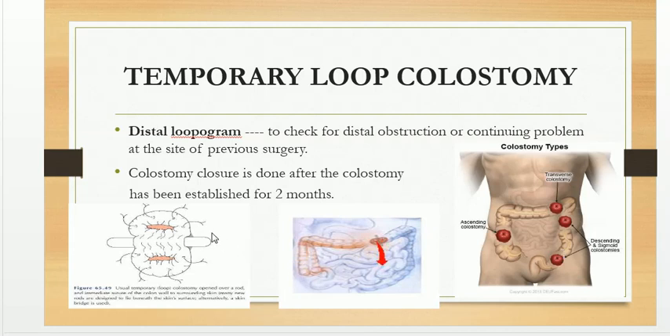Here you can see this is the bridge, a plastic rod which we have used beneath the loop through the mesentery. Here you can see that this is an area of transverse loop colostomy in this case.